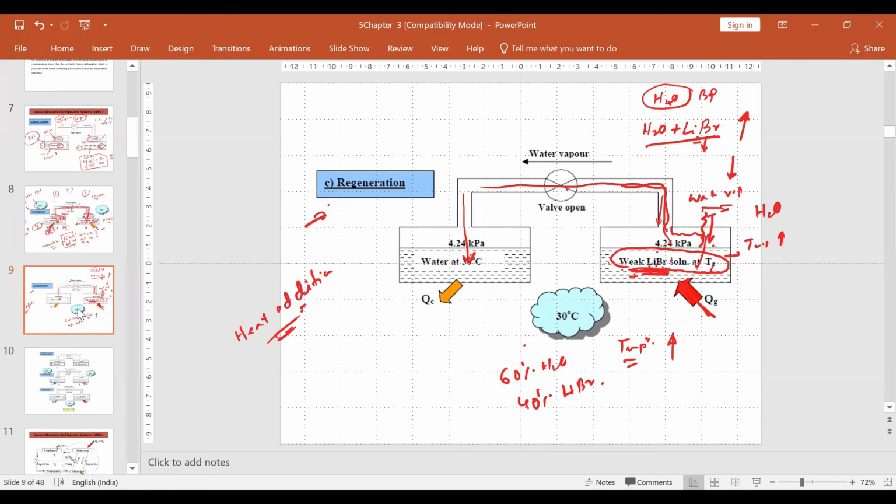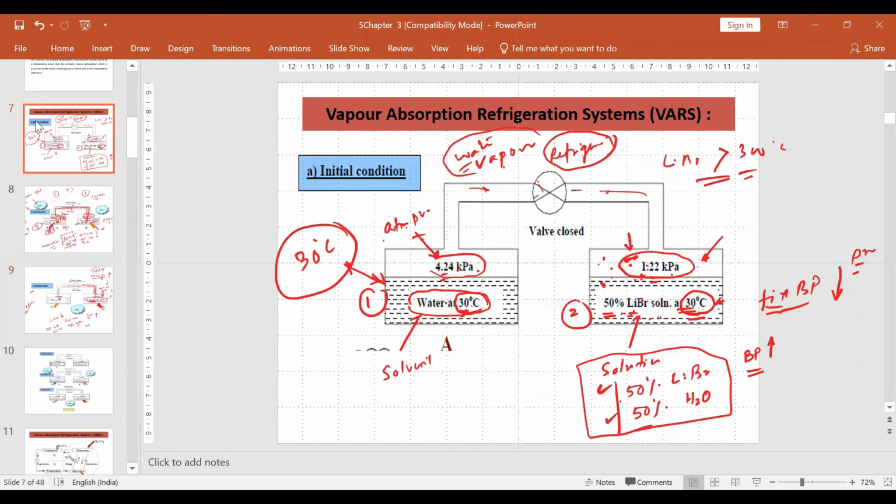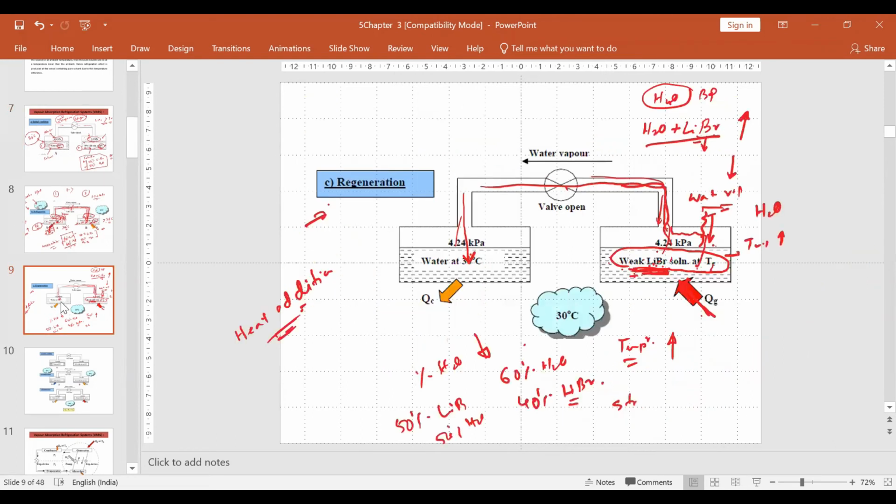As a result, the percentage of water in this solution now decreases, goes down. That means the solution becomes a strong solution again. In this case, again, the percentage of lithium bromide will be 50% and 50% water. Now again, the system will come to this level where it is 50% lithium bromide and 50% water. The same phenomenon occurs. So this is called regeneration.